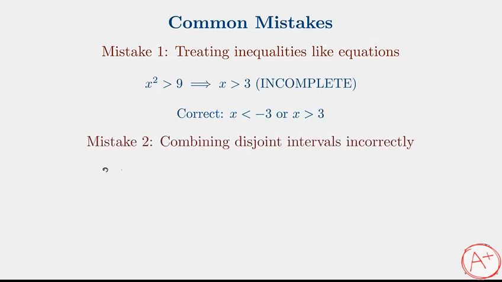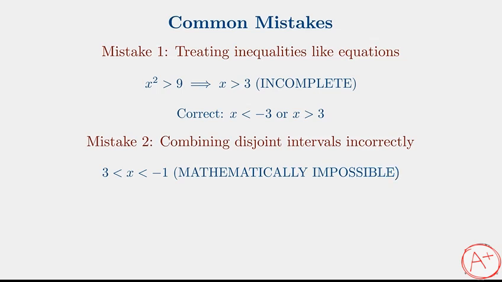Students often try to write two separate regions as a single string, such as 3 is less than x is less than -1. This is impossible because a number cannot be both greater than 3 and less than -1 at the same time. If the regions are separate, use the word or.